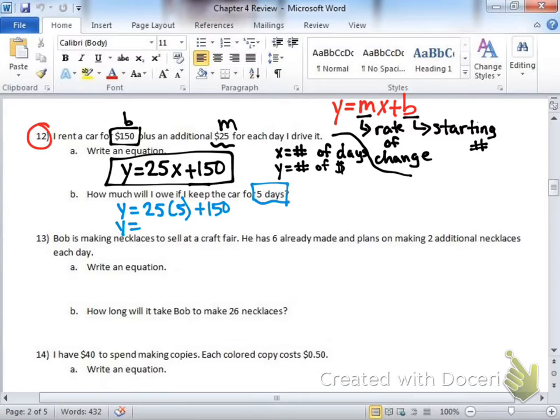How much is 5 quarters? Oh my goodness. Yeah, it's 125 plus 150. So this will end up costing $275.